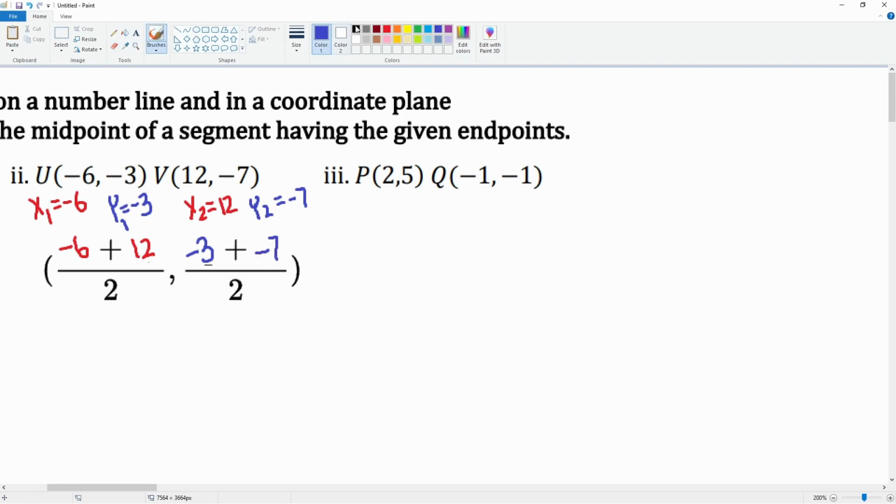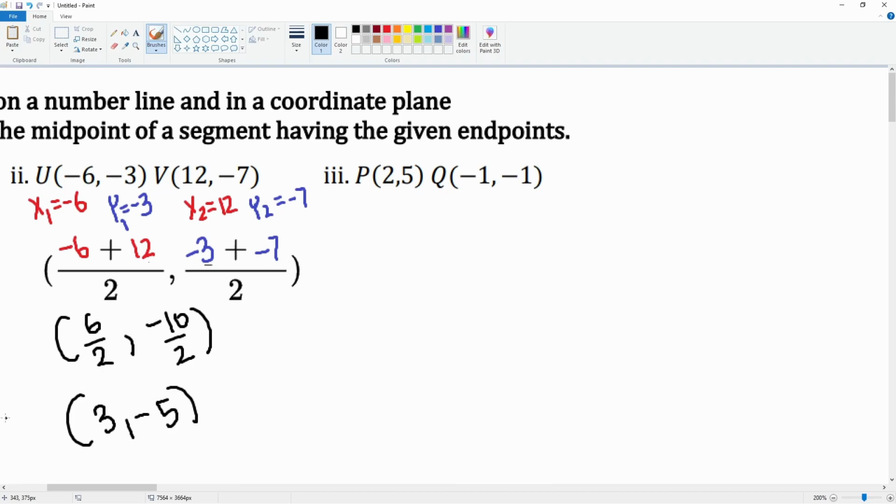Okay, now let's just simplify it. What's negative 6 plus 12? That is 6. Divide that by 2. What's negative 3 plus negative 7? That's negative 10. Divide that by 2. Let's simplify this. 6 divided by 2 is 3. Negative 10 divided by 2 is negative 5. This is the midpoint between those 2 points.